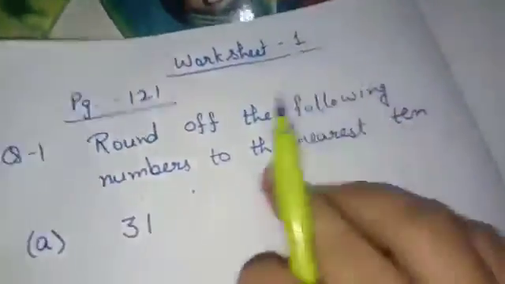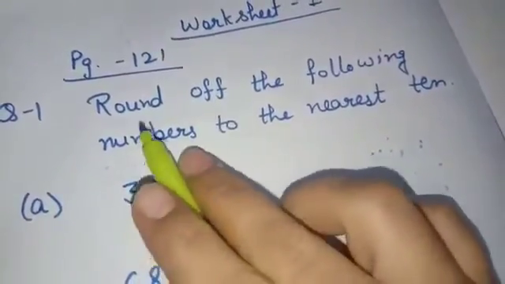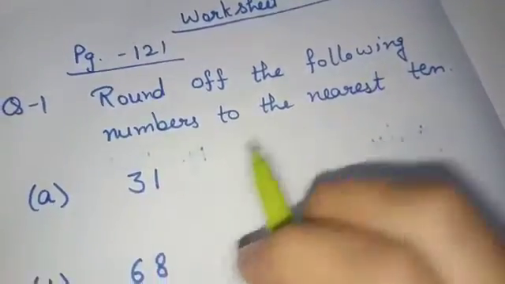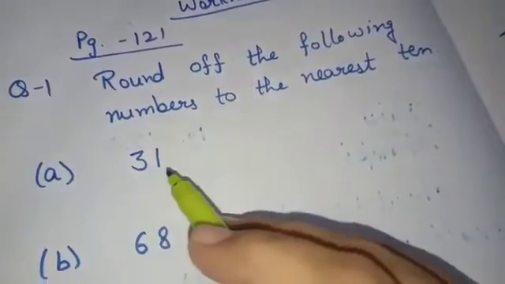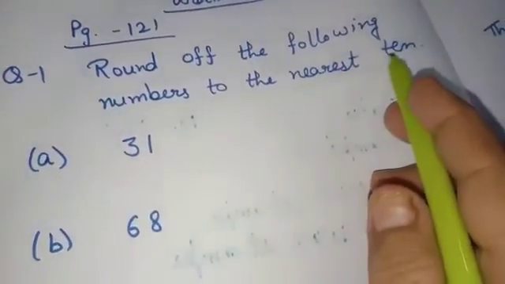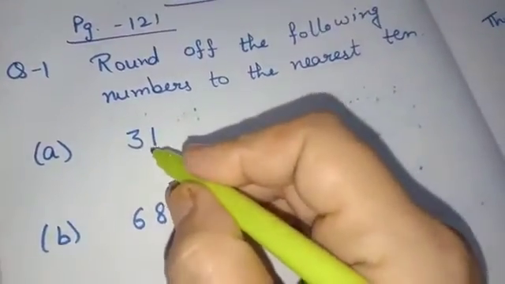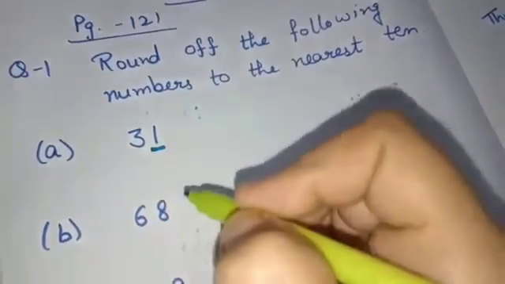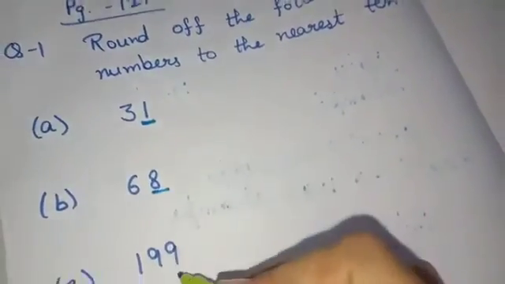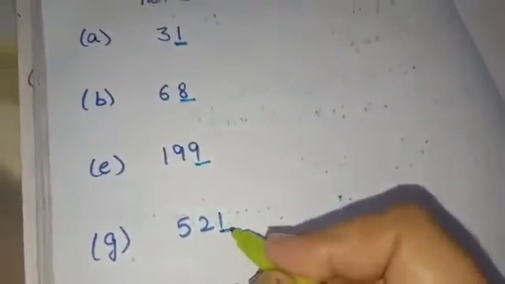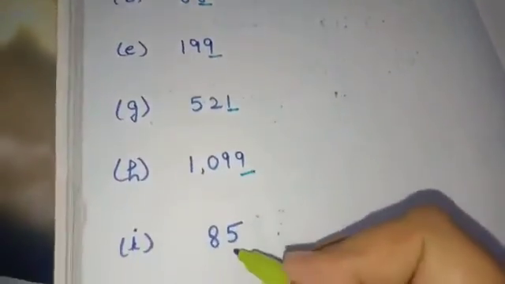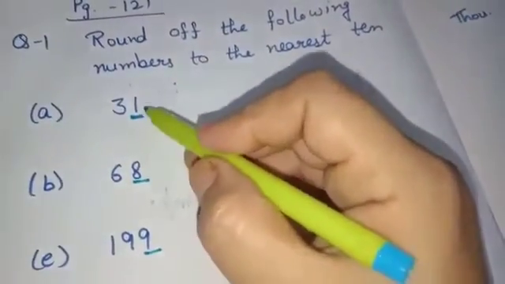In worksheet 1 at page number 121, it says round off the following numbers to the nearest 10. For 31, for the nearest 10, we will look at the digit at ones place. So underline the digit at ones place in all the numbers. We are discussing some of the parts. The remaining parts you will do on your own. Then in 31, the ones digit is 1.